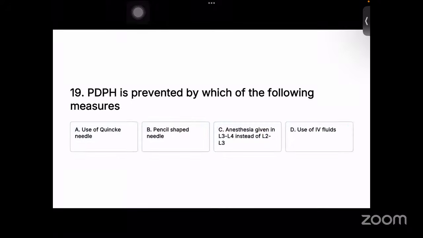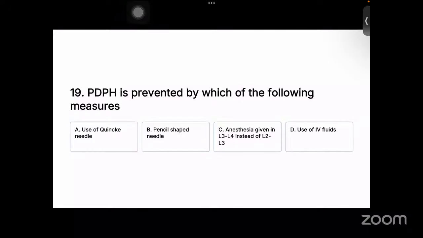Next one is PDPH. So PDPH prevention, neuraxial anesthesia complications. So post-puncture headache. Okay, so mainly which of the following is the measure? Use of the Quincke needle, pencil-shaped needle, anesthesia given at L3, L4 instead of L2, L3, use of IV fluids.